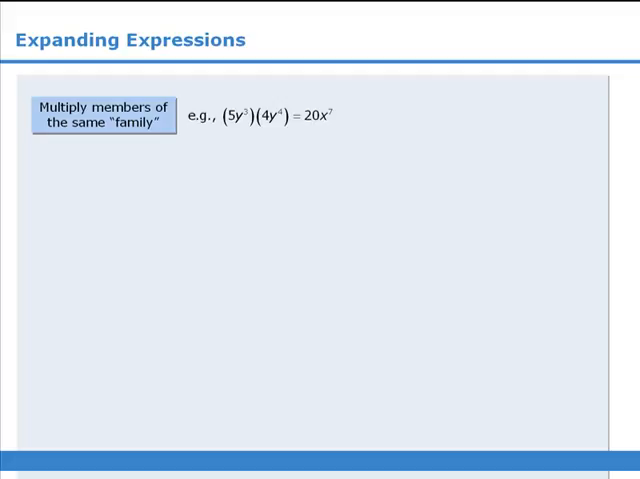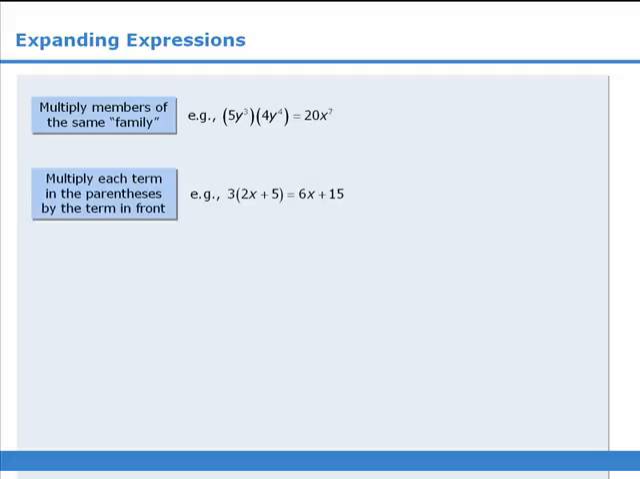Okay, to summarize. In this lesson, we learned that we can find the product of monomials by multiplying members of the same family. And we learned that we can find the product of a monomial and a polynomial by multiplying each term inside the parentheses by the term in front of the parentheses.